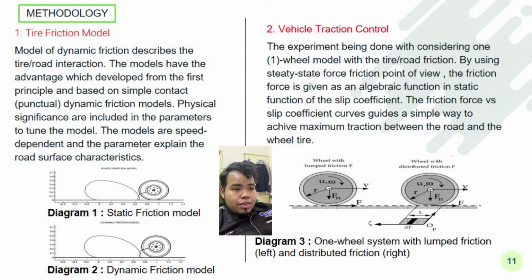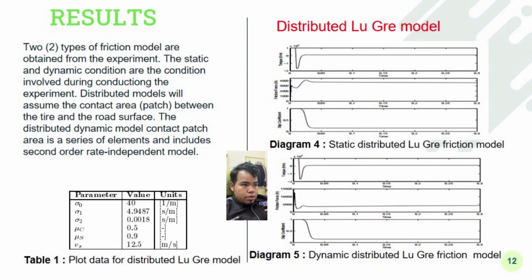From a steady-state force friction point of view, the friction force is given as an algebraic function in static function of the slip coefficient. The friction force versus slip coefficient curves guide a simple way to achieve maximum traction between the road and the wheel tire. So diagram C shows a one wheel system with lump friction on the left side, and then the distributed friction on the right side.